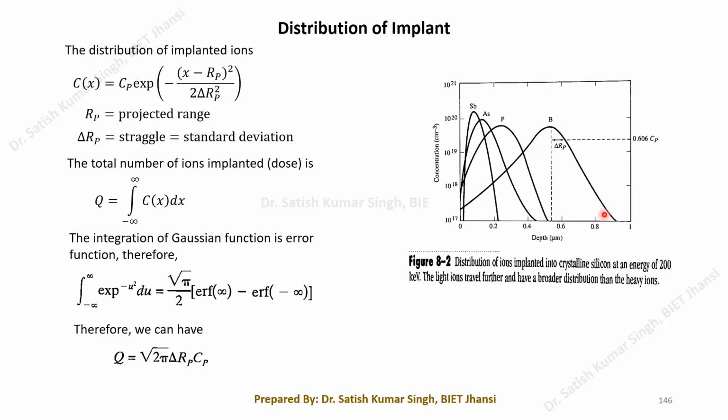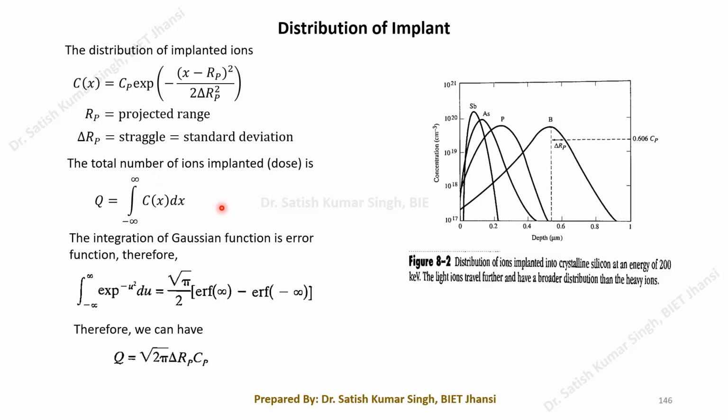So how do we calculate the total number of ions, or dopants, that we have implanted? If we have the dopant profile, obviously we can go for its integration, from this point to that point. That can be done from minus infinity to infinity of C(x) dx.